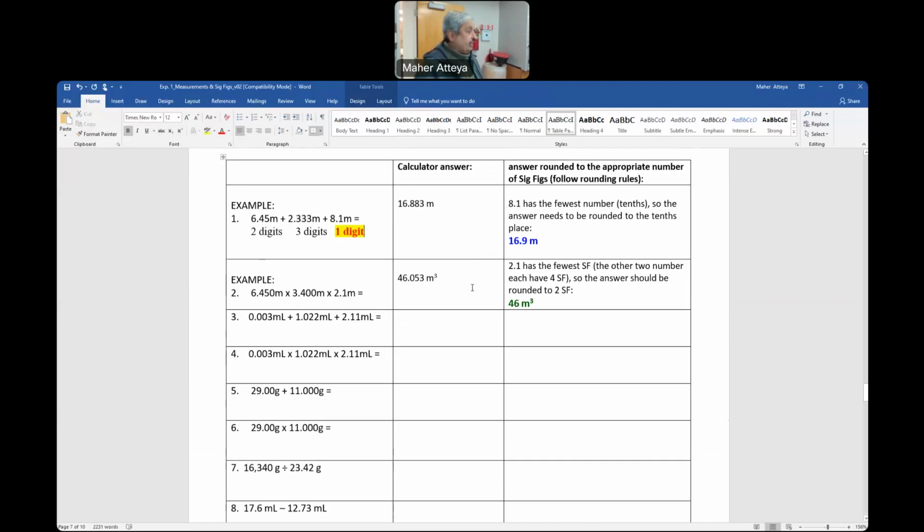This is 1 digit. That's the one that will win. The 1 digit will win. So your answer has to be what? 1 digit after the decimal. So you have to stop here. So I'll stop here.